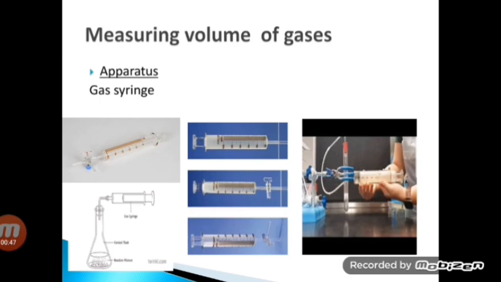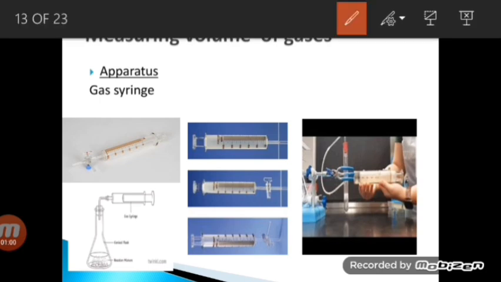Next is measuring volume of gases. Now how can we measure the volume of gases? A gas syringe is the apparatus which will always be used to measure the volume of gases. The gas syringe measures a maximum volume of 100 cubic centimeter of gases.